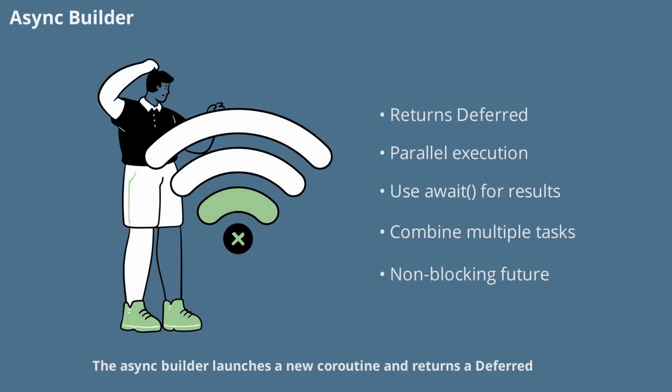Async builder launches a new coroutine and returns a non-blocking future that promises a result later. Async is used for parallel execution of tasks when you need to retrieve and combine results. You can call await on the deferred to get the result once the coroutine completes. This builder is perfect for scenarios where multiple tasks run concurrently and their results need to be processed together, such as fetching data from network and database simultaneously.